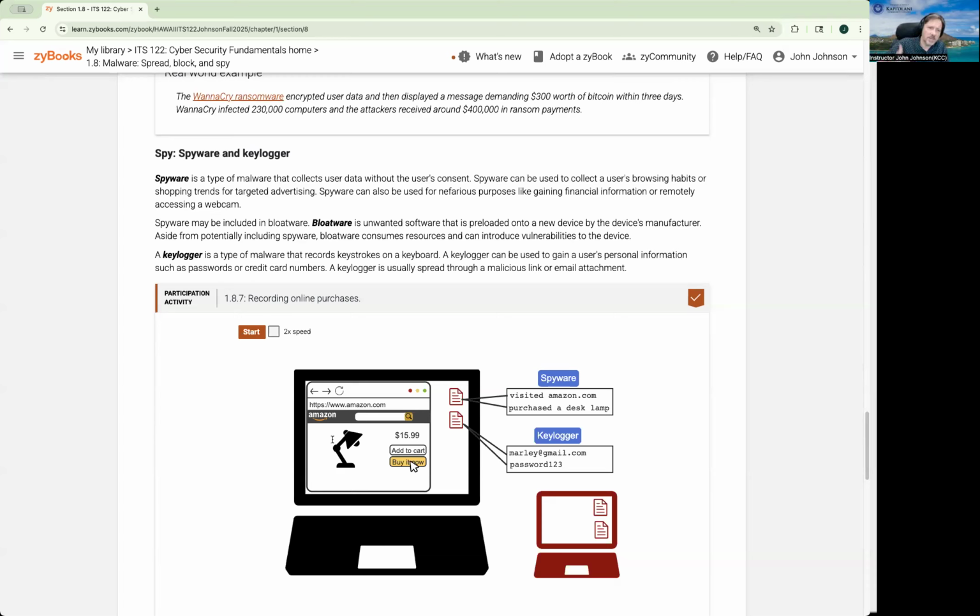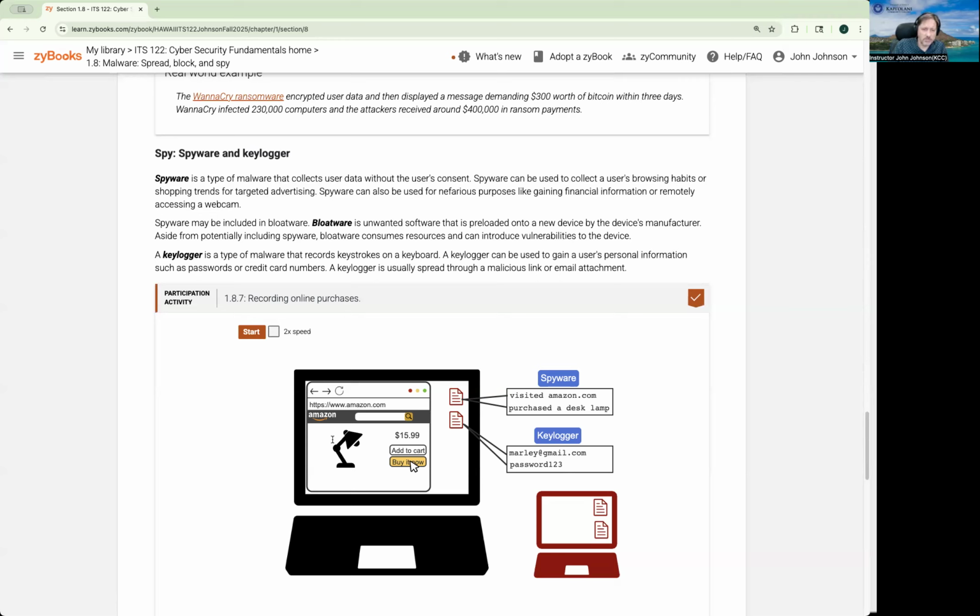It would just pop up these ads all over the place, for things that it thought you might be interested in. And yeah, that happens in Google and other things already, but this was something that was doing it on top of what you'd kind of agreed to by using Google. Other spyware can be used for nefarious purposes like gaining financial information or remotely accessing a webcam. That's scary stuff.